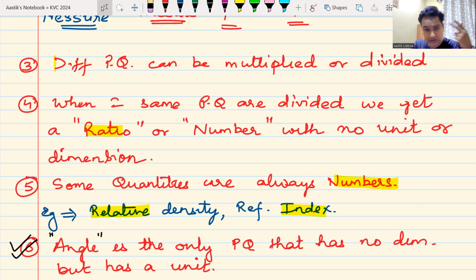And just yesterday, JEE Advanced happened. I have not seen the paper, I have only interacted with students. But I am very sure that a question on dimensional analysis would have come in JEE Advanced that happened yesterday.